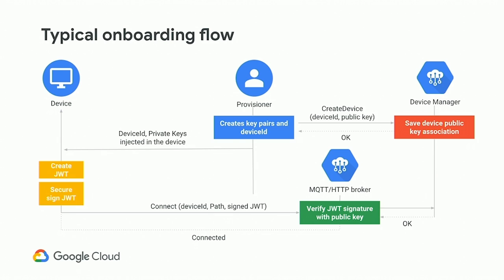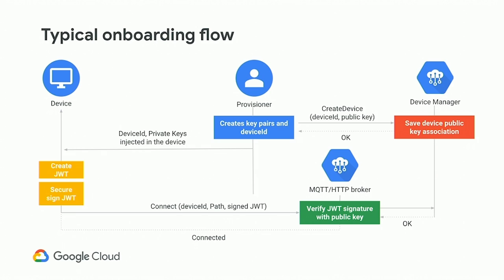So typically, for the device to connect, the bottom path here, it needs to know its device ID. It needs to sign a JWT and send that over in that connection. And it needs to know where it needs to go. I mean, it needs to know what registry, what path, what project on the cloud. And then the question is, how does the device get to know that, right? And that's where the provisioning aspect comes in.